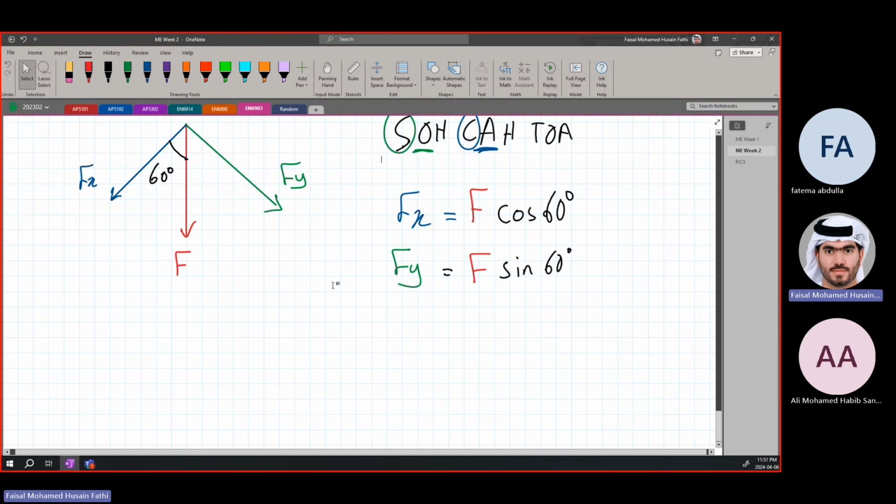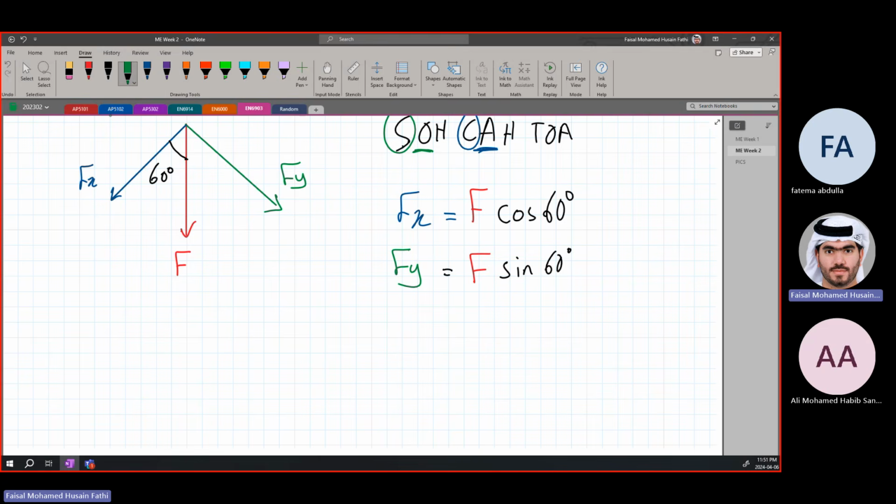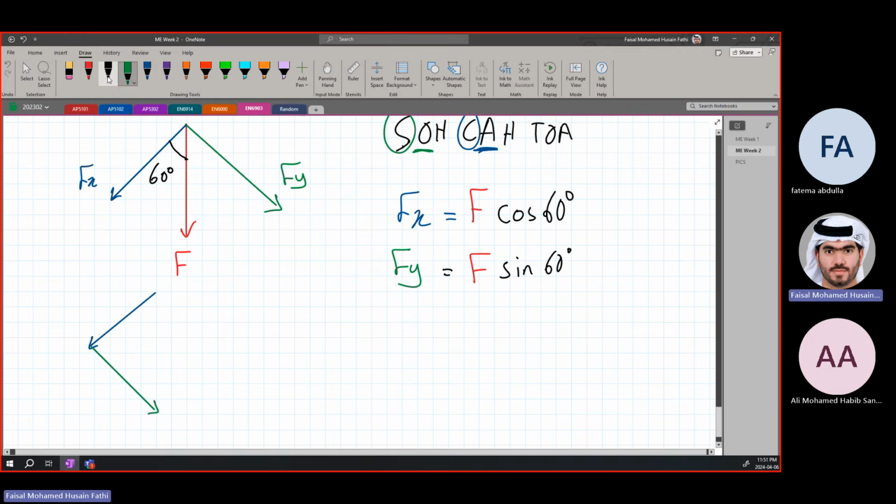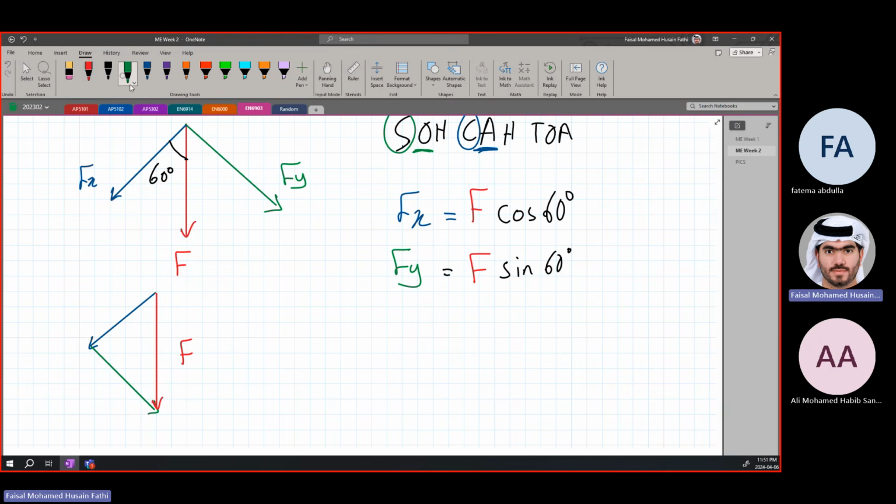Lana, if you remember from forces, from arranging forces, what do we do usually? A resultant force must be the addition of Fx and Fy, and it has to be arranged in this way. So this will be Fx and this will be Fy, and this will be our force F. This is F, Fx, Fy.